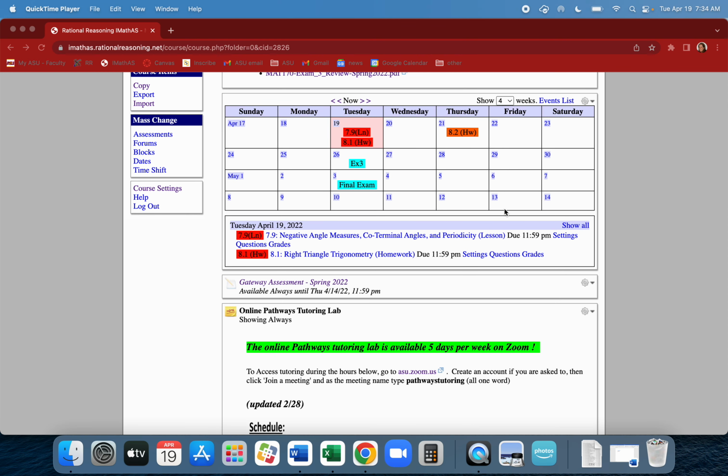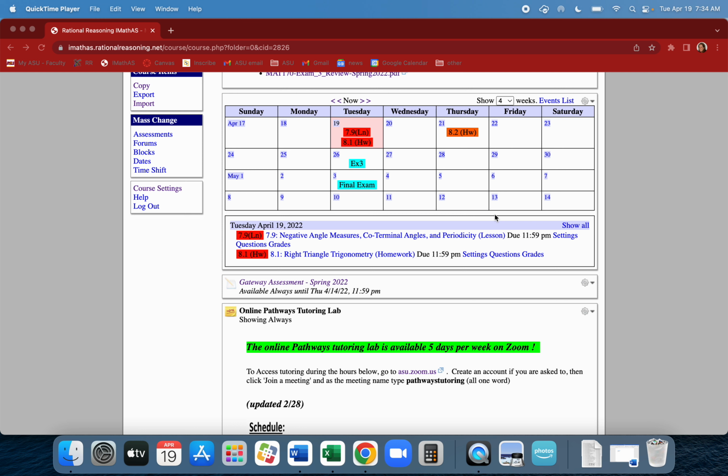I'm going to finish 8.1 and 8.2 stuff today. 8.1 is the easier half of that. 8.2 is similar but a little bit trickier. Those are both about solving with right triangles and solving for pieces of them. And we'll talk a little bit about 7.9 today.